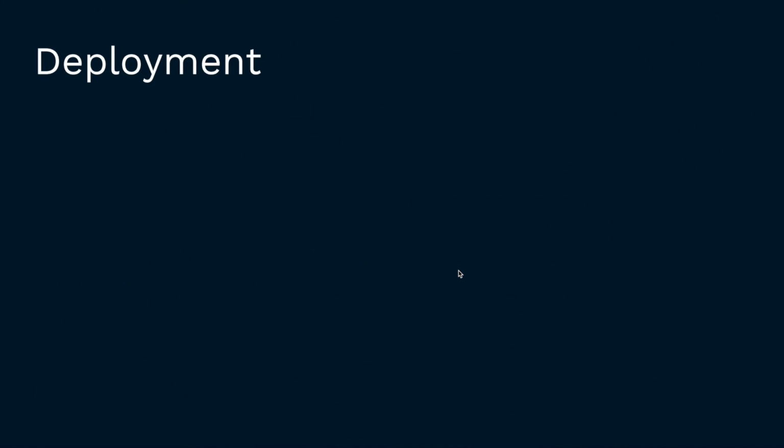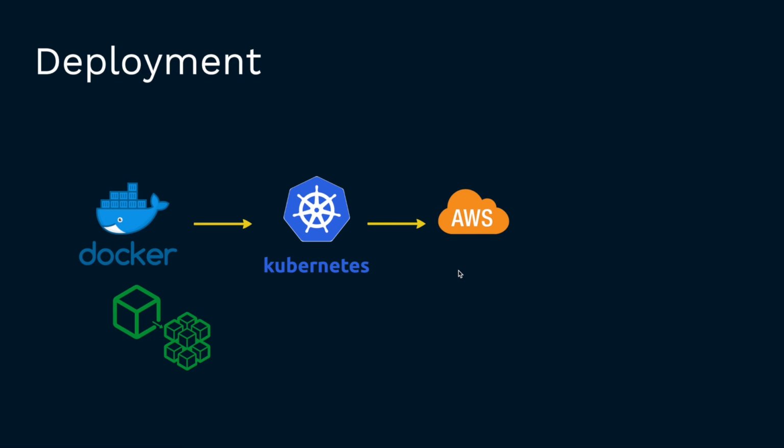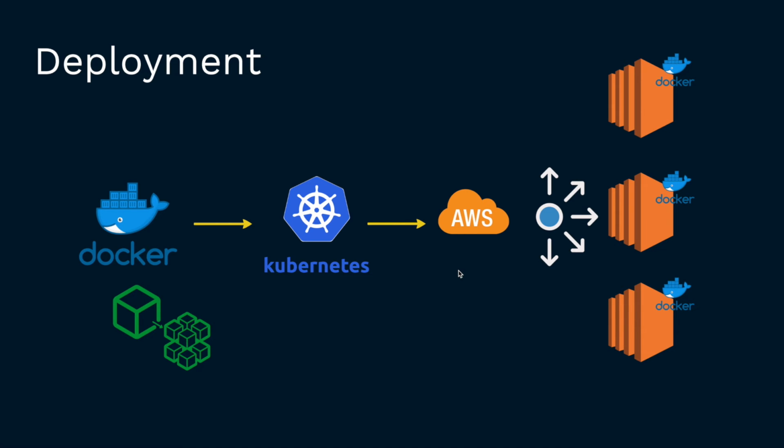In the deployment part of the milestone, we created a microservice from the checkbox.io code and deployed it in Docker. Then we used Kubernetes and Amazon Web Services to deploy these containers onto multiple nodes to form a cluster.